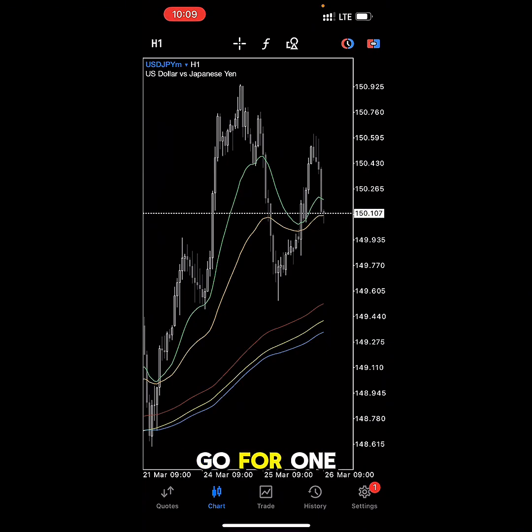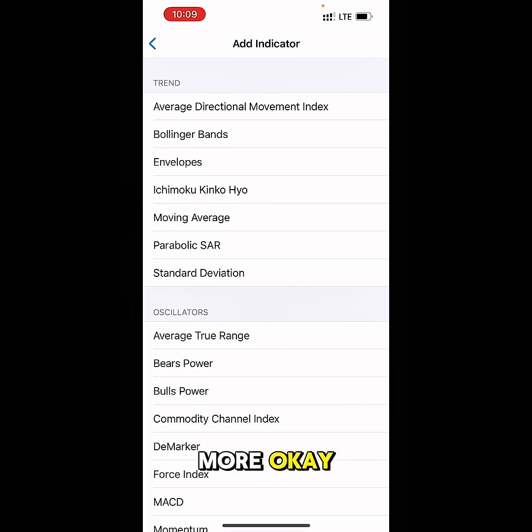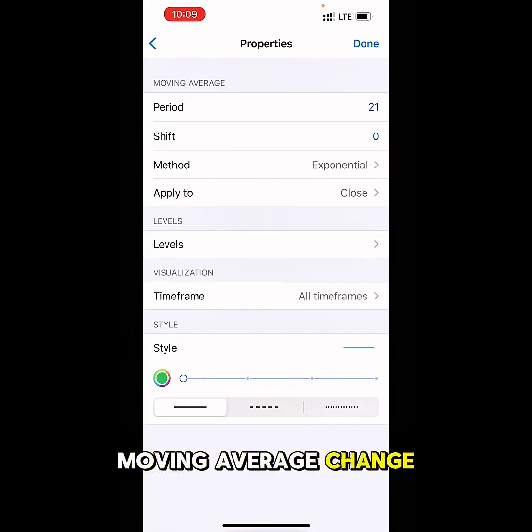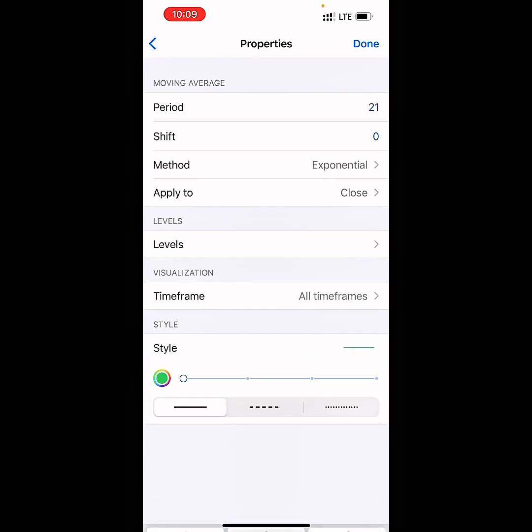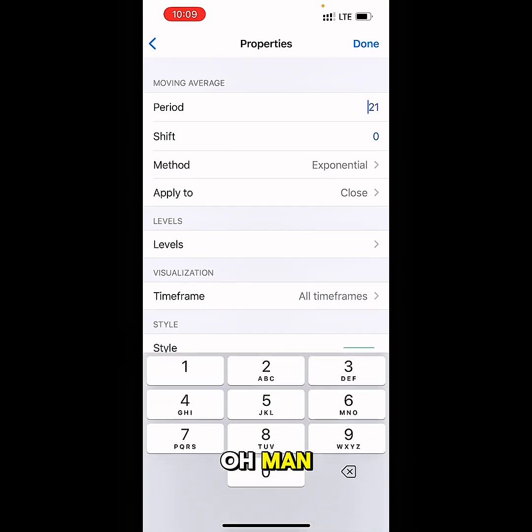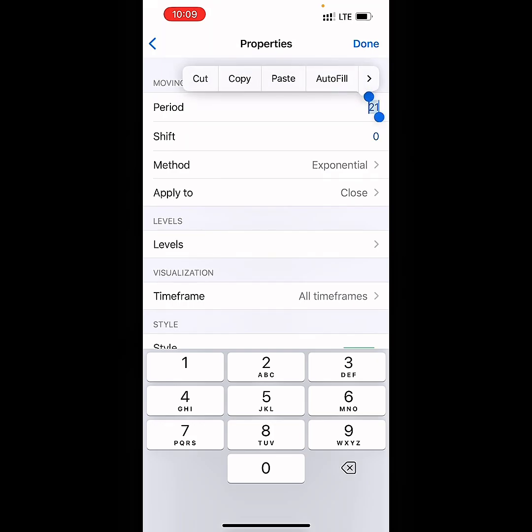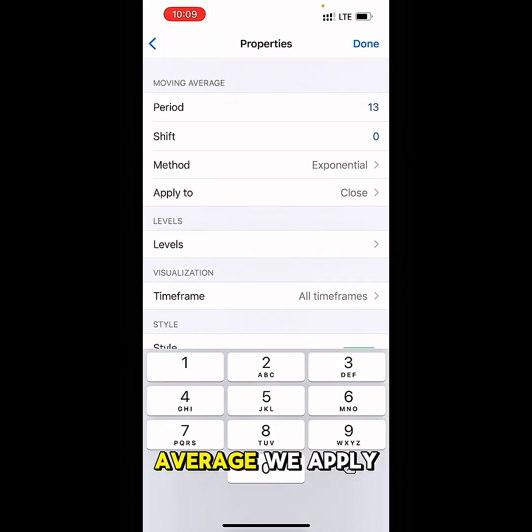And then we go for one more. Okay, moving average, change to 13, I believe. Yes, this one is the 13 moving average. Okay, 13 moving average. We apply to close. It's also exponential, and everything is set there.